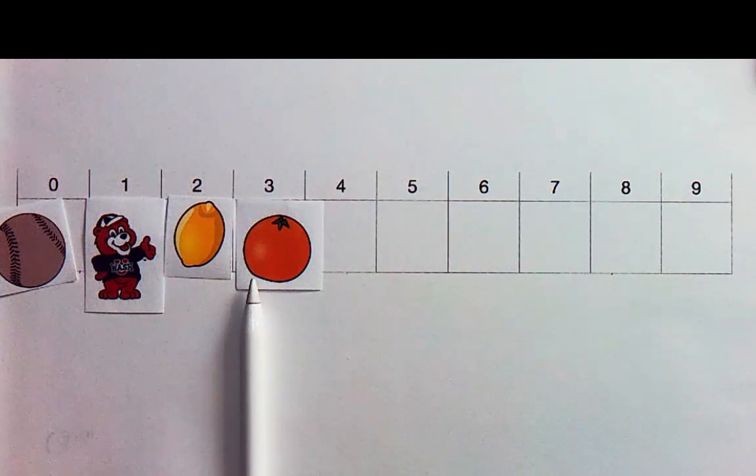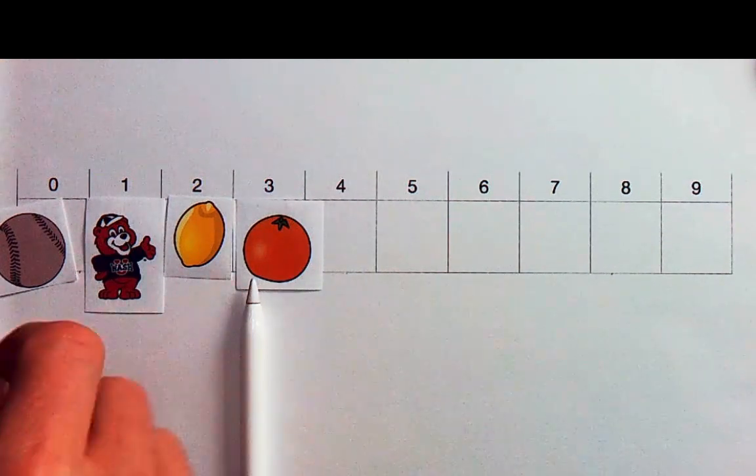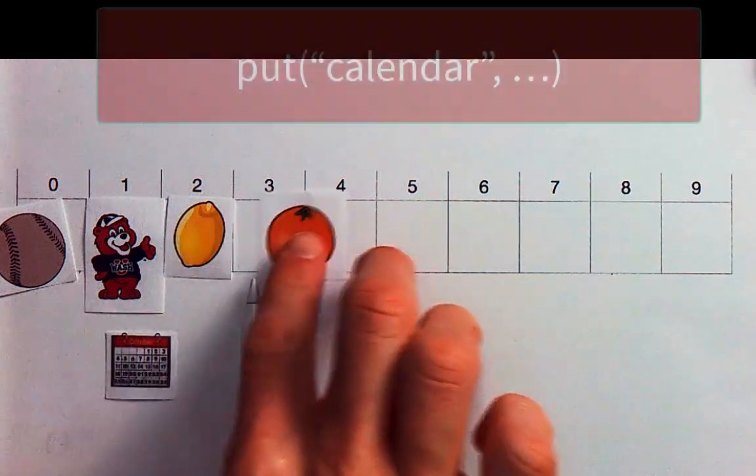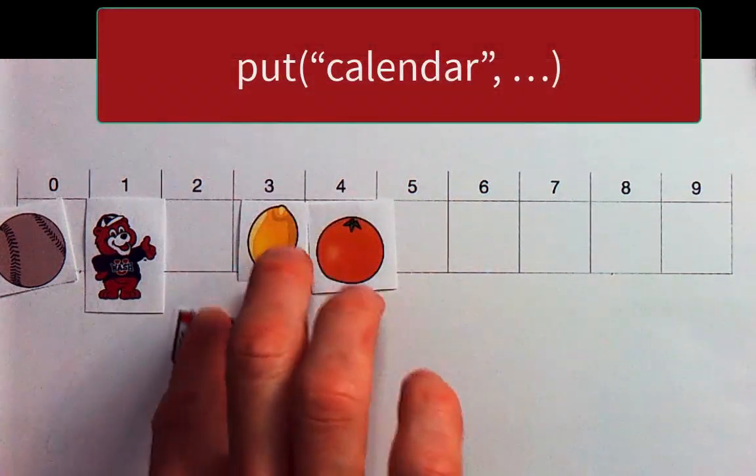Okay, so you might already have some intuition about how the put operation is going to work. It may, in the worst case, have to move all of the items over. Okay, I'm going to go ahead and insert a few more items here. So I'm going to go ahead and insert a calendar. So the calendar comes after the bear.